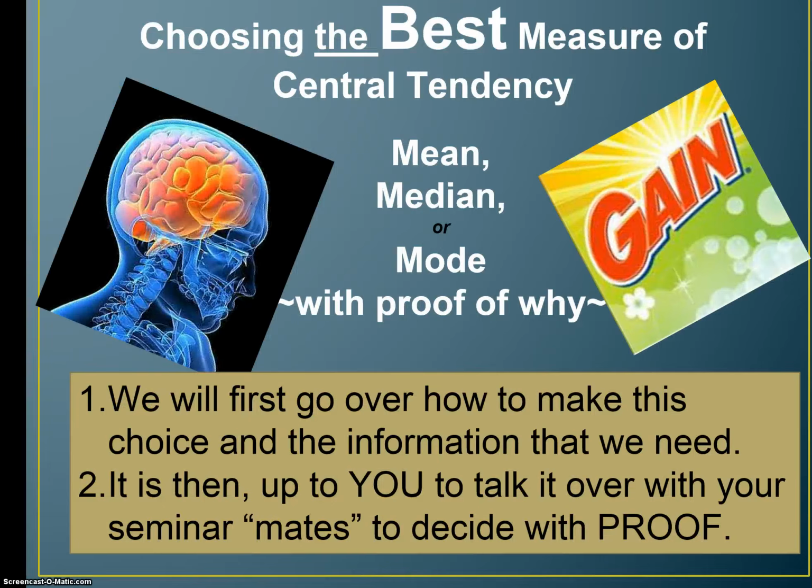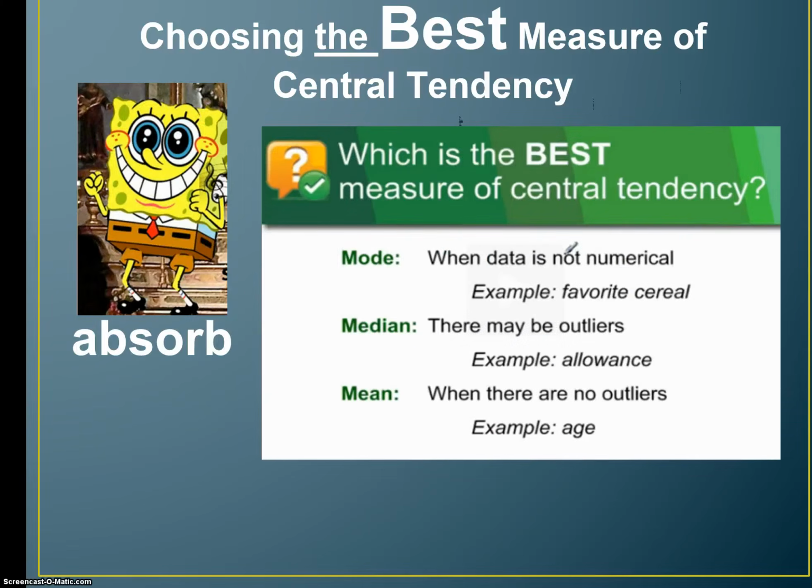We are going to choose the best measure of central tendency, mean, median, or mode, with proof of why. We're going to gain knowledge. Oh, how cheesy was that? Gain knowledge. We're going to make sure how we go over this choice and the information that we need, and it's up to you to talk it over with your seminar mates or whoever you're watching with or by yourself to decide with your proof. So absorb this knowledge. Please pause the video, read and reread after I read it to you.